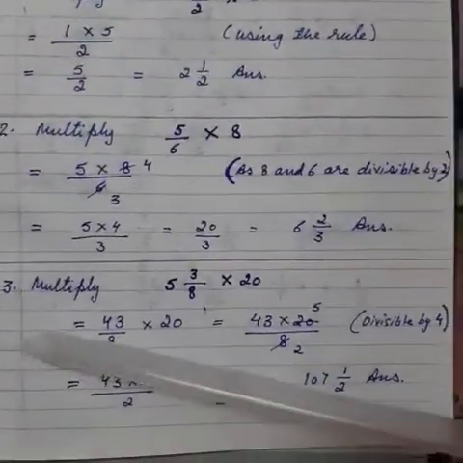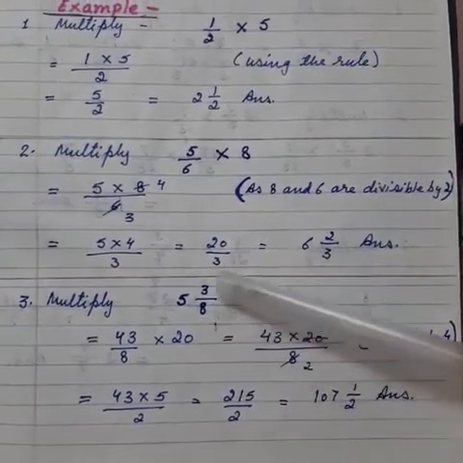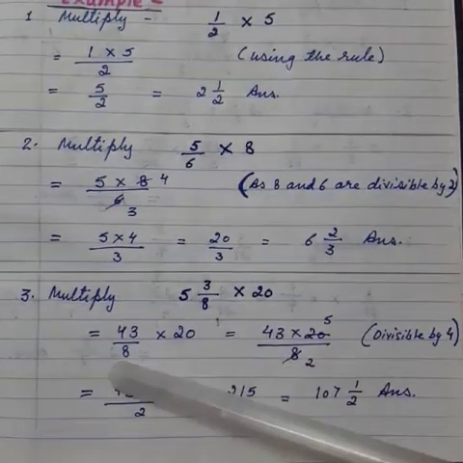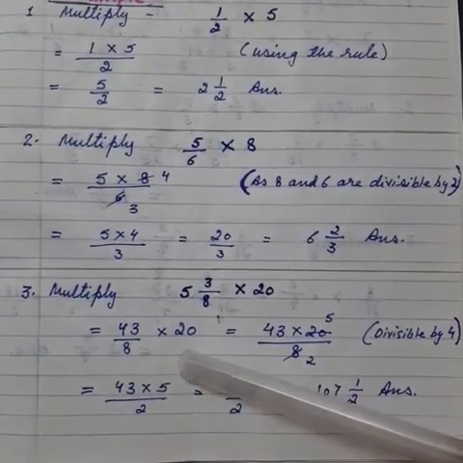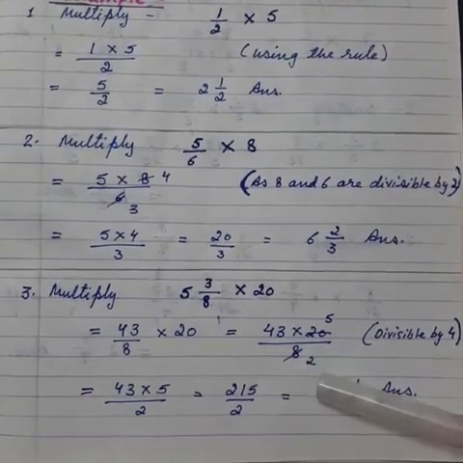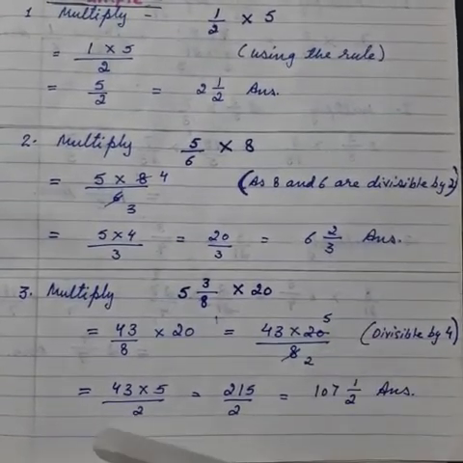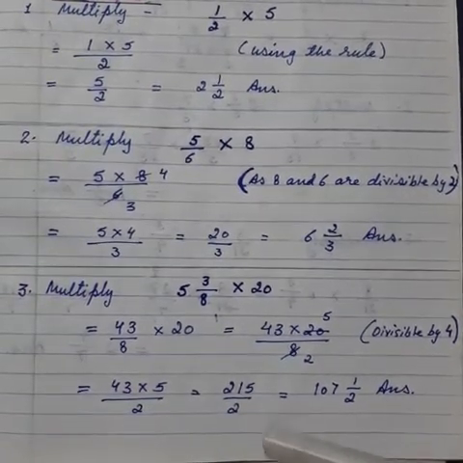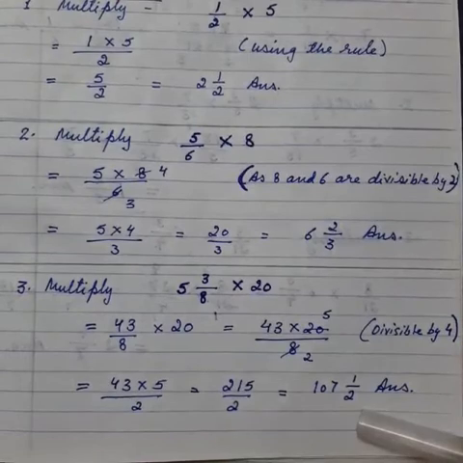Third example, we have to multiply 5 3 upon 8 by 20. Now this is a mixed fraction which is multiplying with a whole number. So first you have to convert it to an improper fraction and then multiply by the whole number. We get 43 into 20 upon 8. Now we see 8 and 20 can be divided by 4. So we reduce it and we finally get 43 into 5 upon 2, and that's 215 upon 2, an improper fraction. So we finally get our answer as a mixed fraction.